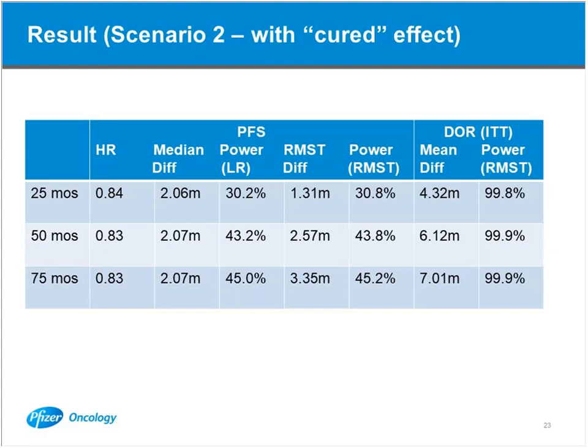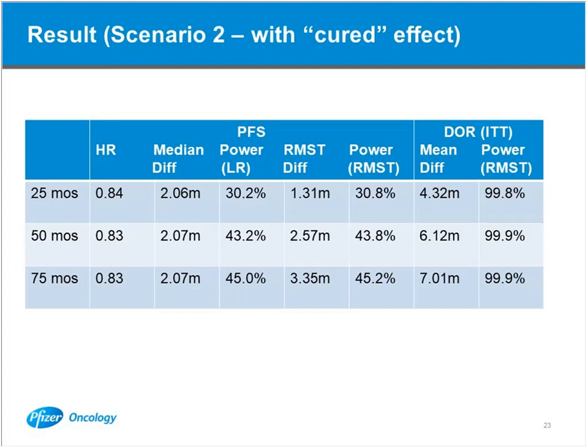it is a completely different story. At 75 months, we have an RMST difference in PFS of 3.4 months versus median difference of 2 months. And the mean difference in duration response is 7 months, more than triple that for the median difference in PFS.